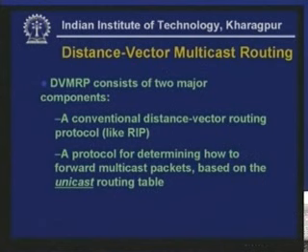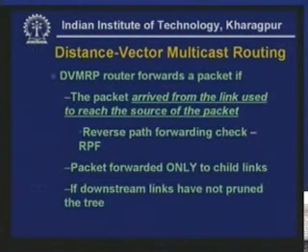Now in distance vector multicast routing, DVMRP consists of two major components: a conventional distance vector routing protocol like RIP, and a protocol for determining how to forward multicast packets based on the unicast routing table, that is the flood and prune part. So DVMRP routers forward a packet if the packet arrives from the link used to reach the source of the packet.